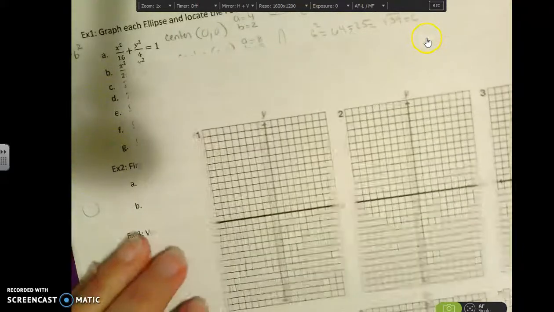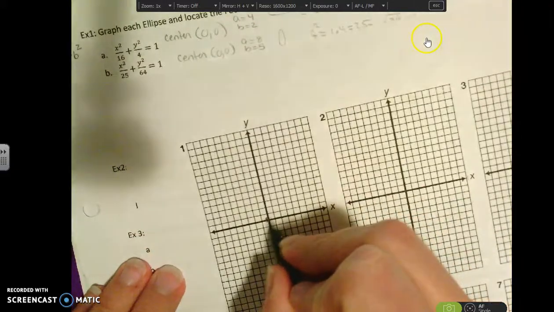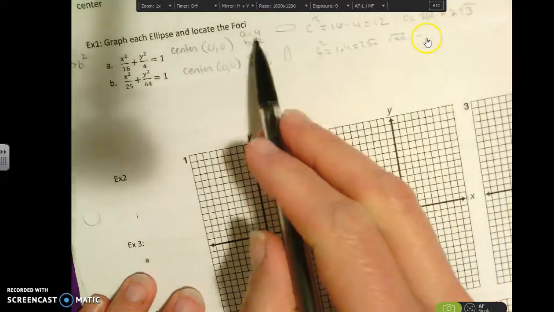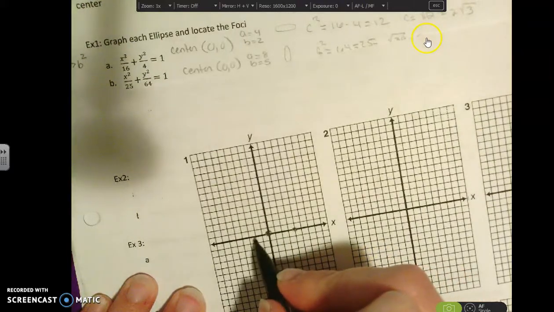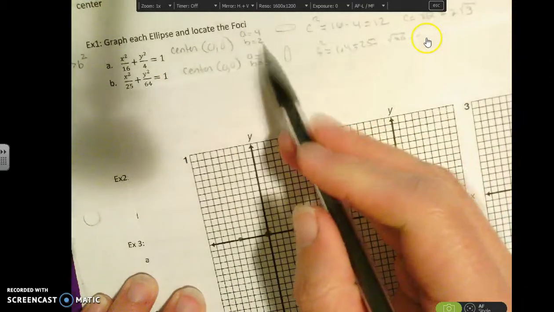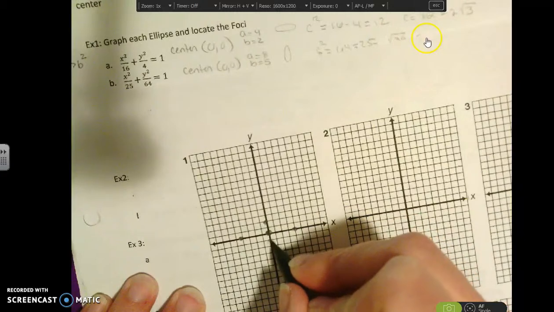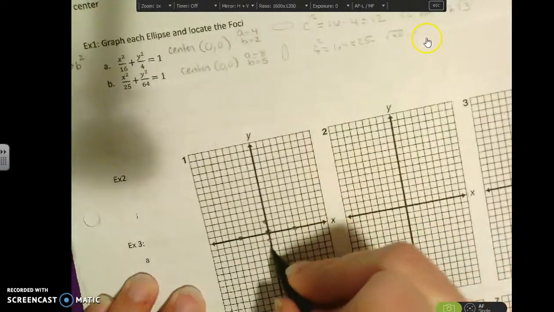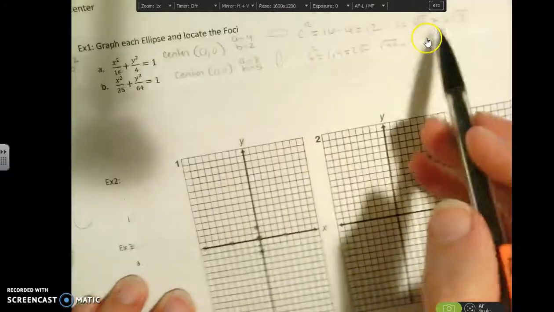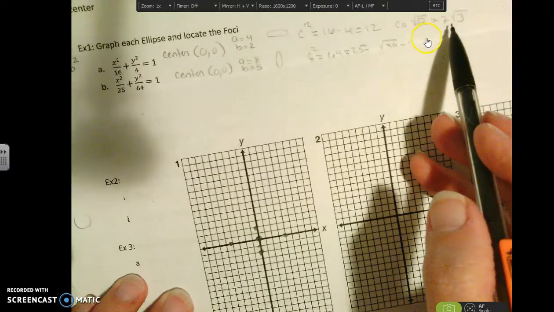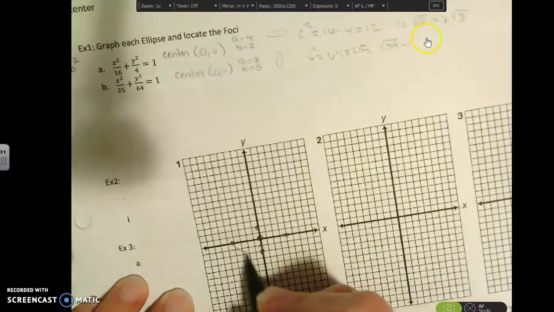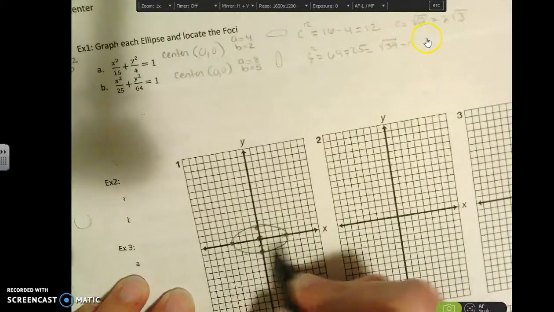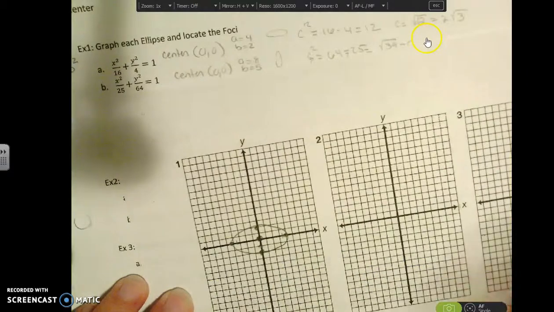So then if I want to graph these, what I'm going to do is plot my centers first. So on the first one, I'm going to plot the 0, 0. And then I want to plot A, which is my major axis. And since it's horizontal, I'm going to put 4 points to the right, 4 points to the left. My minor axis is B, so I'm going to go up 2. I'm going to go down 2. And then my foci is C, which is 2 square roots of 3, which is about 3 point something. So my foci are going to be right here and right here. And so there's my ellipse. And my foci are inside the ellipse, and you could use those to plot the points.